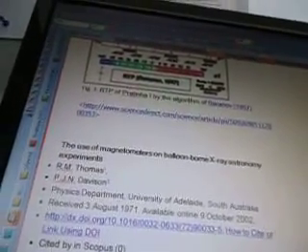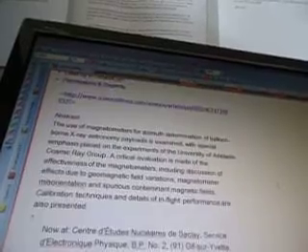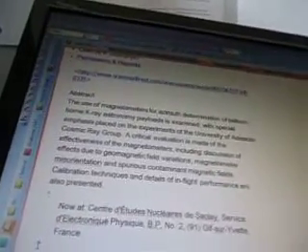use of magnetometers on balloon-borne X-ray astronomy experiments. This came up as well. The use of magnetometers for azimuth determination of balloon-borne X-ray astronomy payloads is examined, with special emphasis placed on the experiments of the University of Adelaide Cosmic Ray Group.